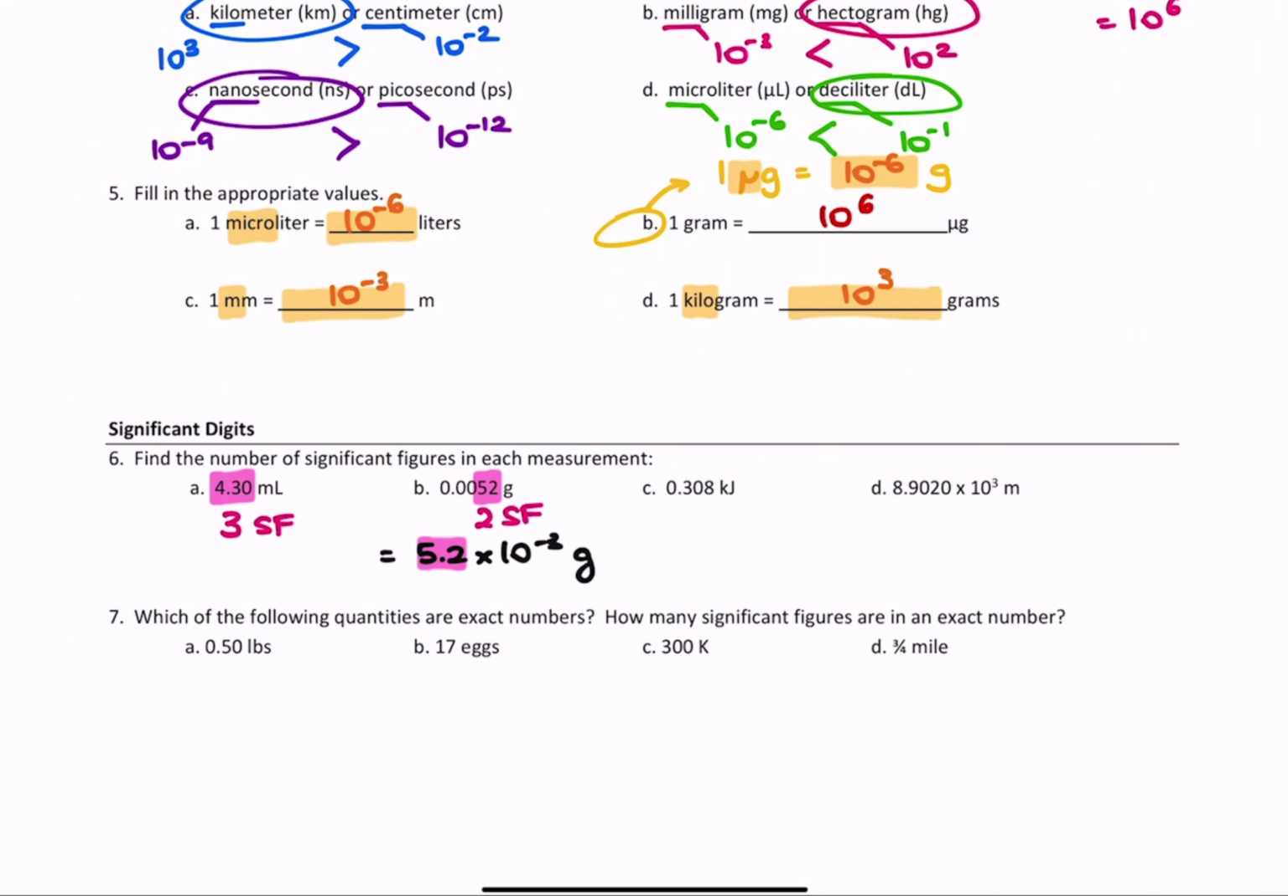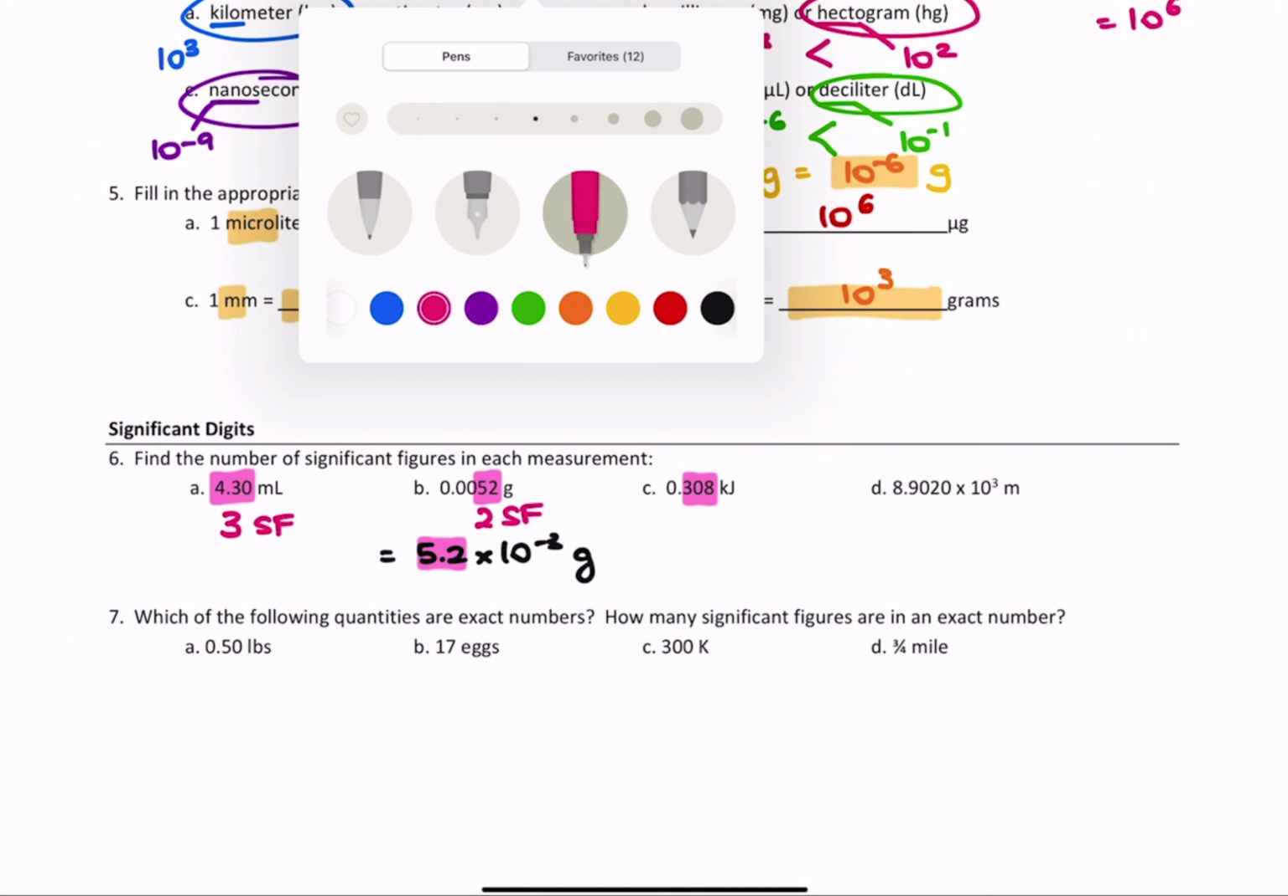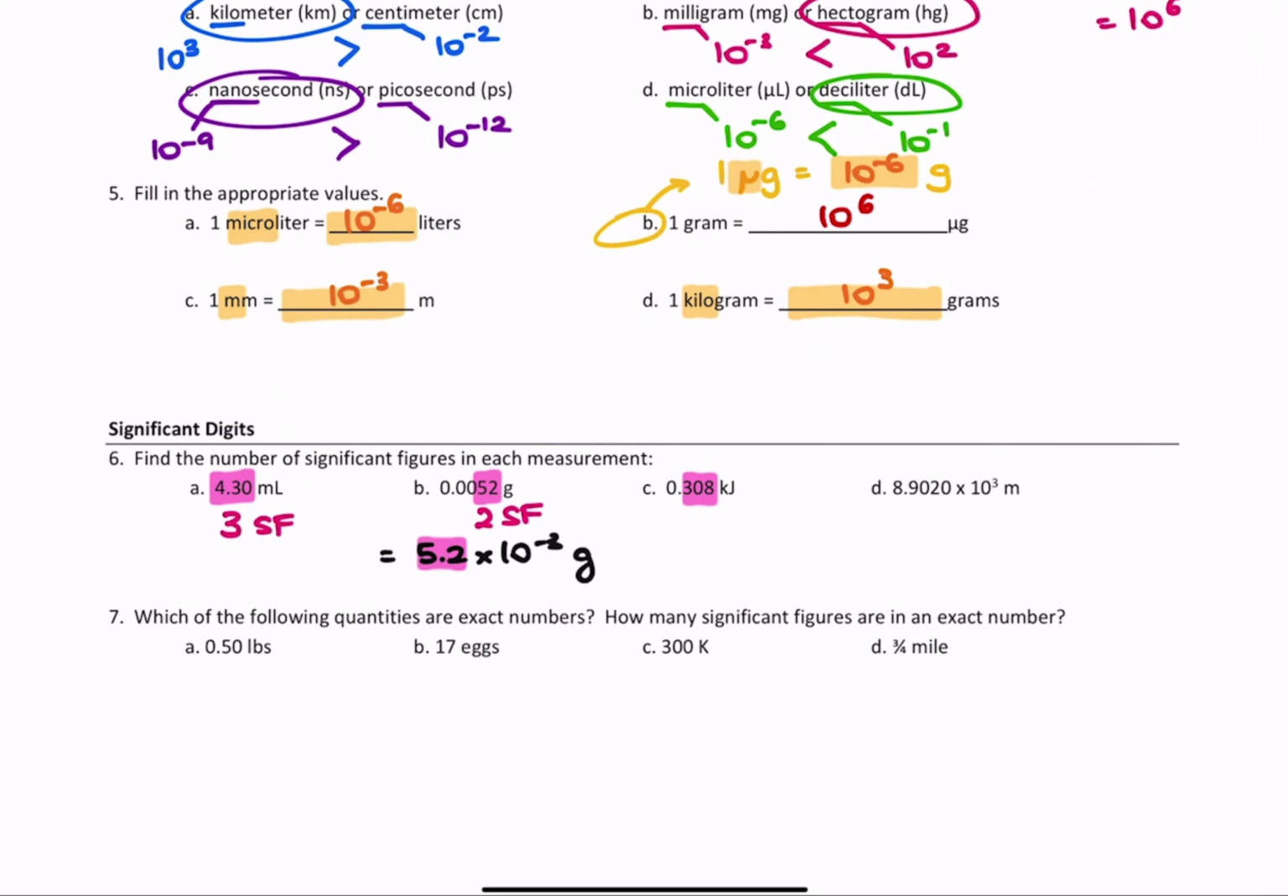0.308 kilojoule, 3 sig figs for that one. The 0 in the decimal portion is located between two non-zero digits, so it counts, and I have 3 sig figs here. And finally, the beauty of scientific notation: all the digits in the coefficient portion are always significant. This number has 5 sig figs. The zeros are located in the decimal portion, so they will always count.